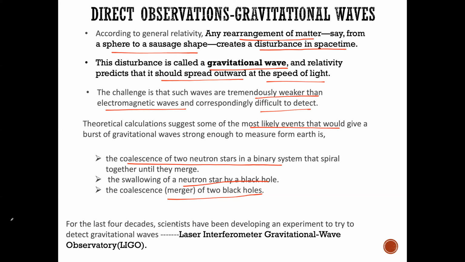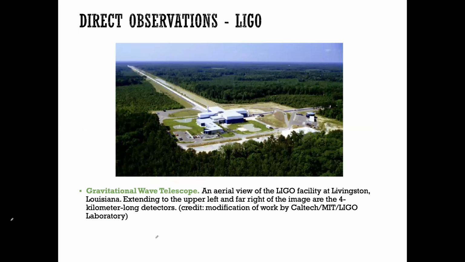And in the last 4 decades, scientists have been developing an experiment to try to detect gravitational waves. So they had this instrument called the Laser Interferometer Gravitational-wave Observatory, or in short LIGO, which is like a telescope to detect gravitational waves. And this is that particular instrument. It's a very huge one, and these detecting arms are around 4 kilometers long along each side.